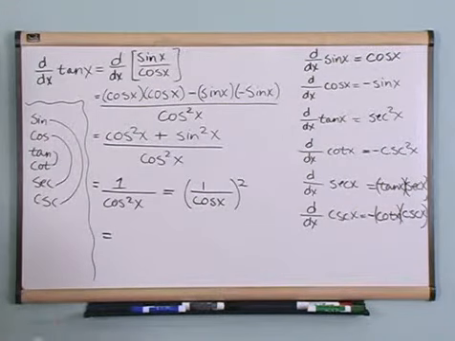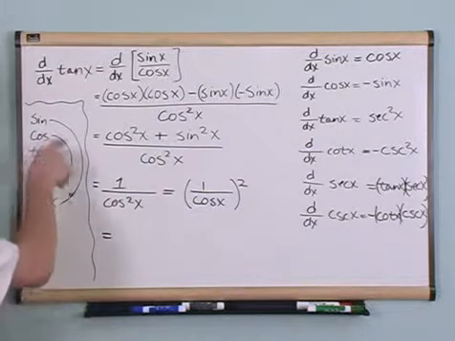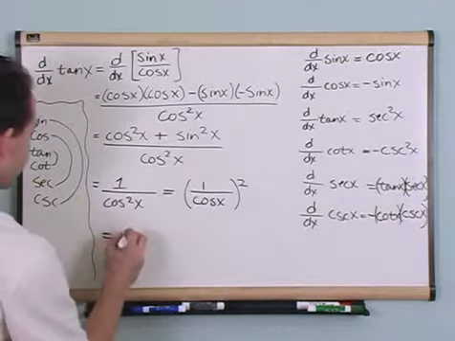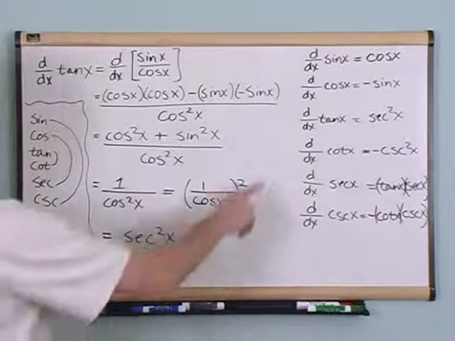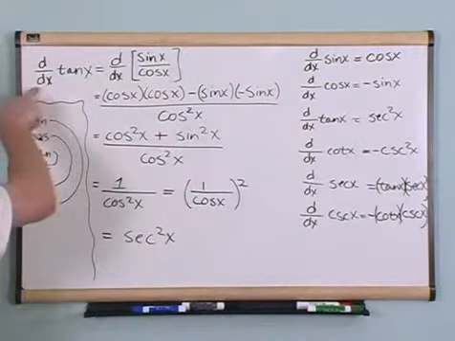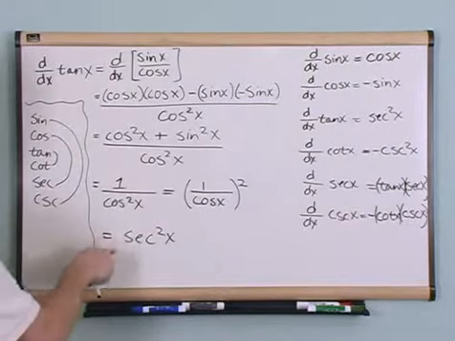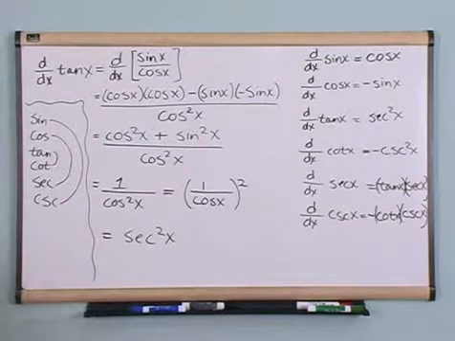But you could also look in a table, and you could convince yourself that 1 over cosine is equal to secant. So then what you get in the end is secant squared of x. And that's exactly what we started with. So we've proved that the derivative of the tangent function is equal to secant squared of x.